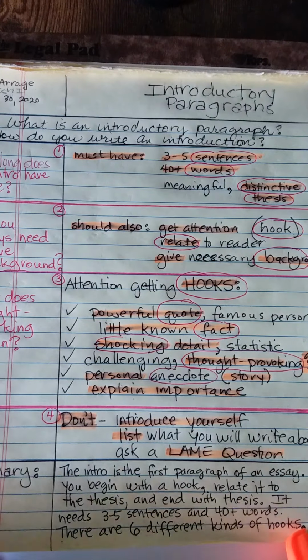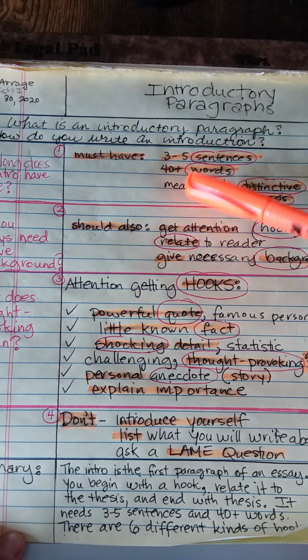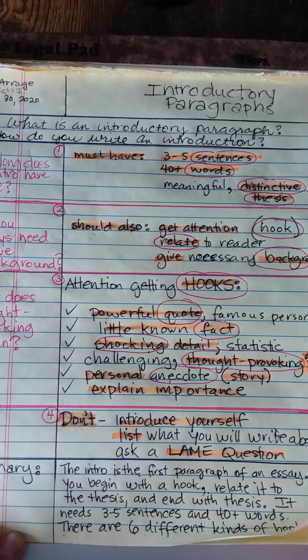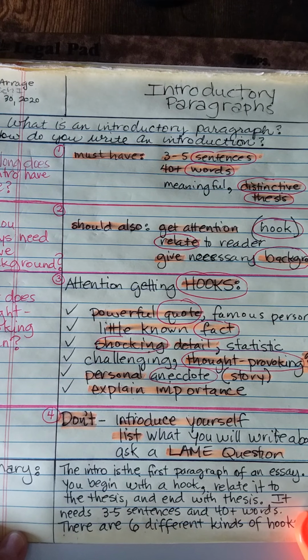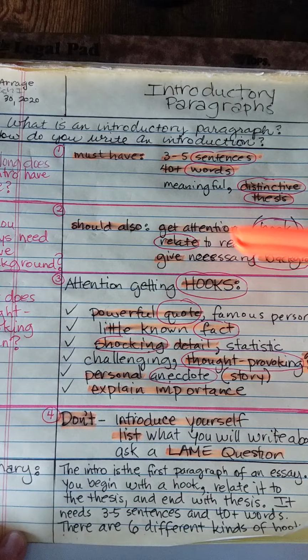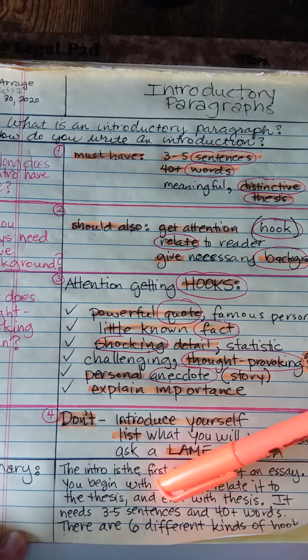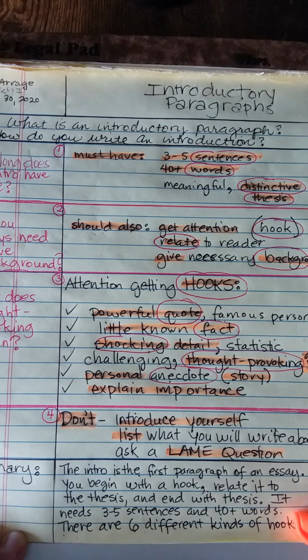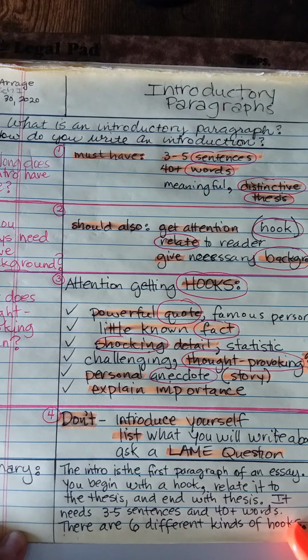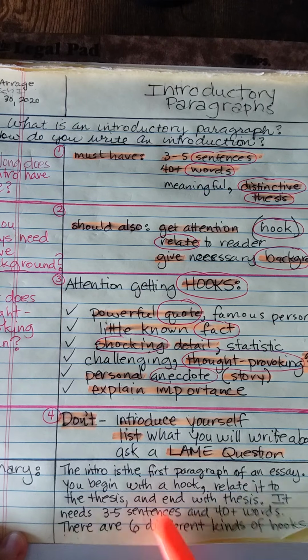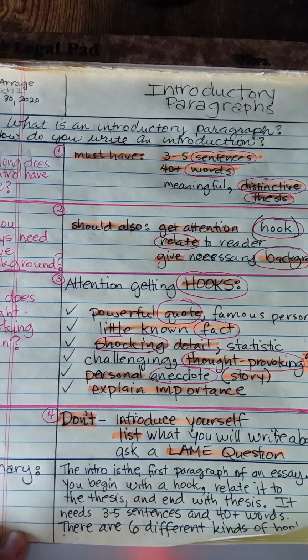Now I need to give a single sentence summary of these 3 or 4 chunks. Let's see what I did. It needs 3 to 5 sentences and 40 words. And so since I already said this part about the hook right here, I didn't put it again. There are 6 different kinds of hooks. Instead of listing them, I just said there are 6 different ones. And then I ran out of room, but I should put there are some don'ts.